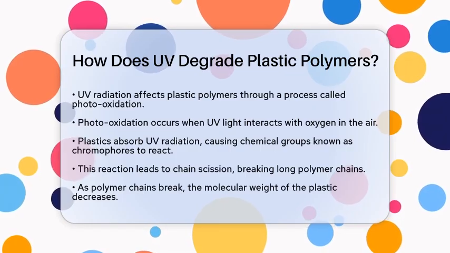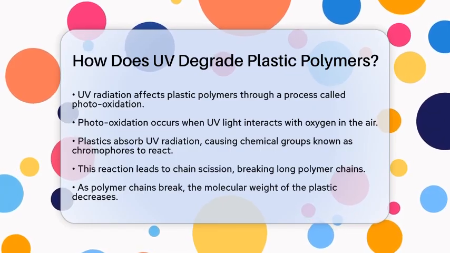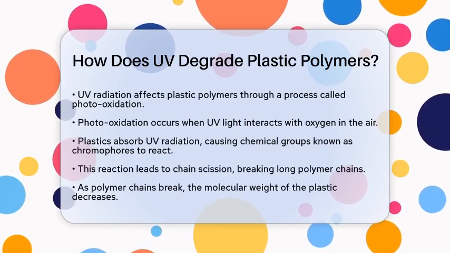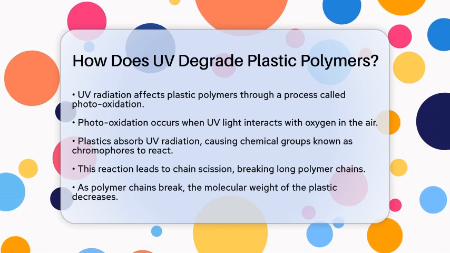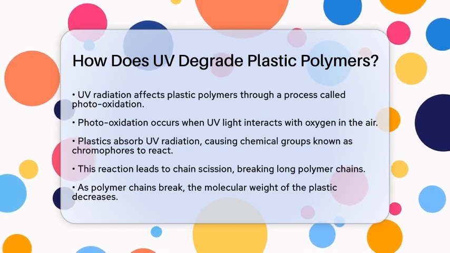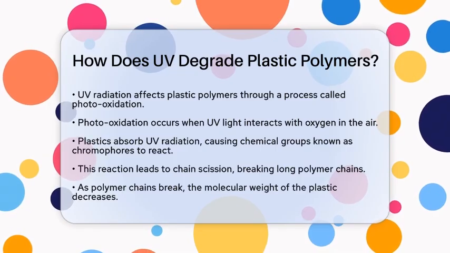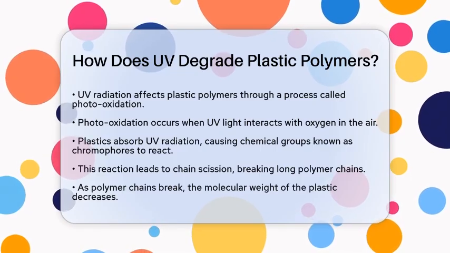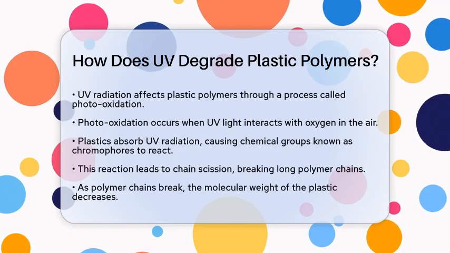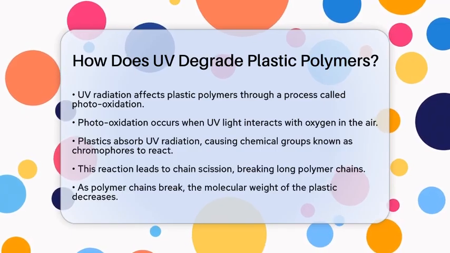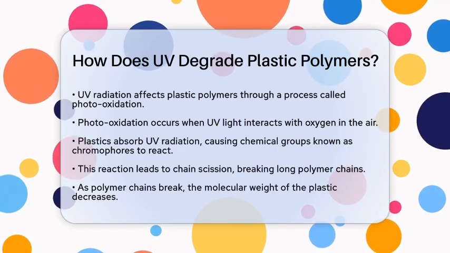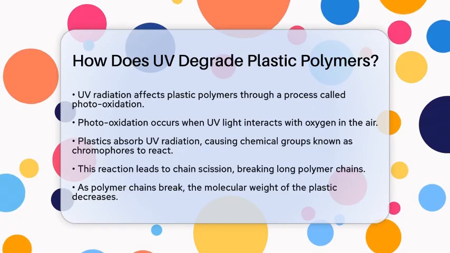photo-oxidation. This process happens when UV light combines with oxygen in the air. When plastics absorb UV radiation, certain chemical groups within the polymer, known as chromophores, react to this energy. This reaction initiates a series of chemical changes that break the long chains of the polymer. This breaking of chains is called chain scission.